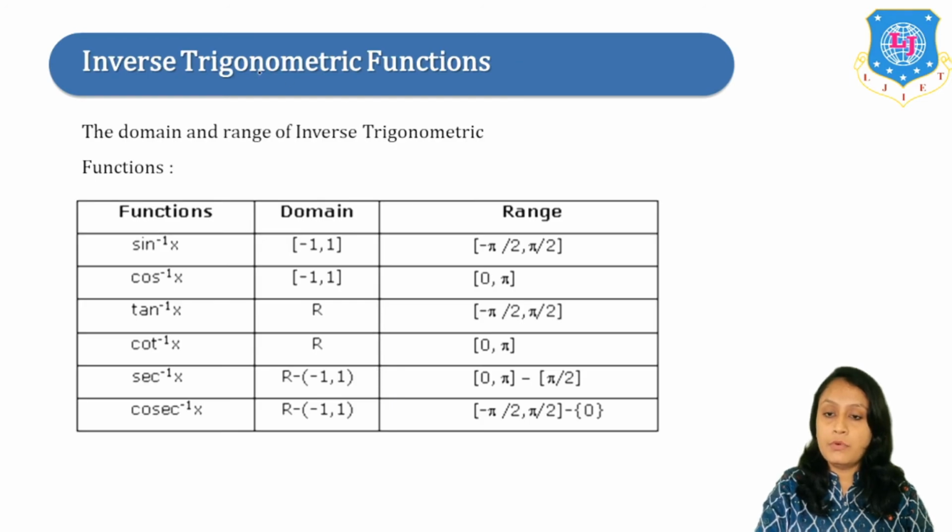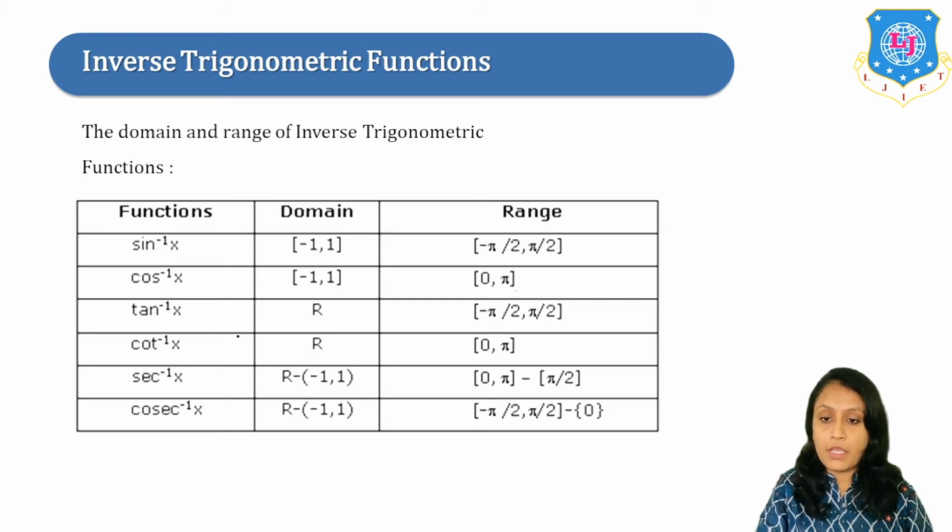Now let's move to the next topic, that is inverse trigonometric functions. So now we'll discuss the domain and range of the inverse trigonometric functions. For sine inverse x, the domain is the closed interval minus 1 to 1 and the range is the closed interval minus pi by 2 to pi by 2. For cos inverse x, the domain is minus 1 to 1, and the range is the closed interval 0 to pi.